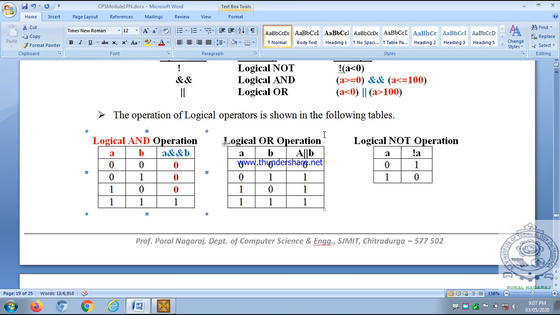Whereas in the logical OR operation, when any one of the operands is 1, the output is 1. A and B are two inputs, and A logical OR B is the output. So here, if any input is 1, the output is 1. See here, A is 0, B is 0. So A or B is what? Both inputs are zeros, that's why the output is 0. Here you can observe A is 0, B is 1, so the output is 1 because one of the inputs is 1, so A or B is 1.